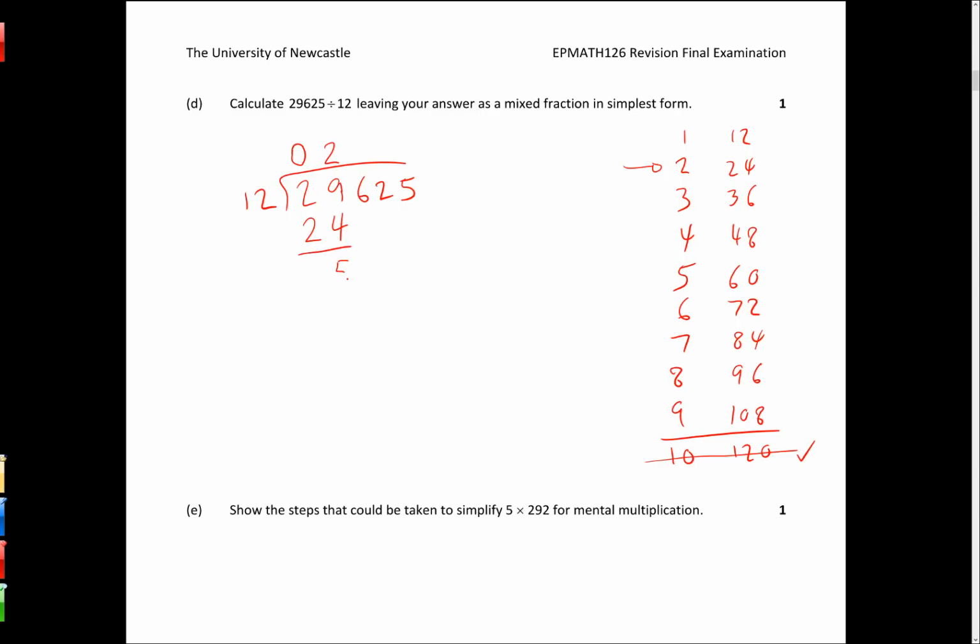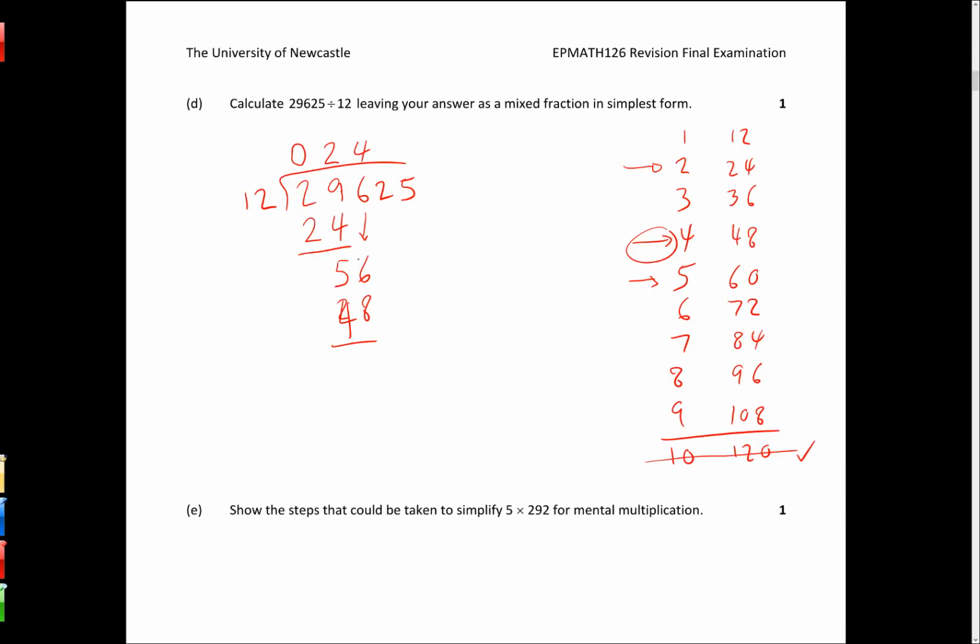29 minus 24 is a 5. Bring down the next number. 12s out of a 56. Well, 5 12s is 60. That's too much. So I've got to go this one. 4 12s is 48. So what's 56 minus 48? Note that I couldn't have taken 5 out. I can't take 60 away from a 56.